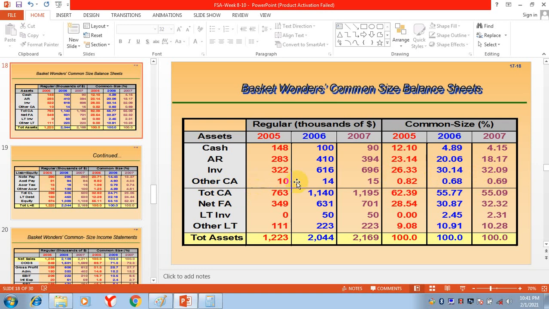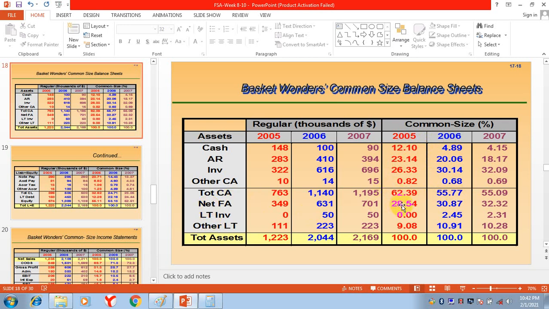Other current assets, so a lot of things are coming, so we can't analyze this. Total current assets. So there is a decrease in total current assets. This is because of decrease in cash and decrease in account receivable. Total is decreased because of these two things. Cash is decreased and account receivables are decreased. So because of this, there is a decrease in total current assets.